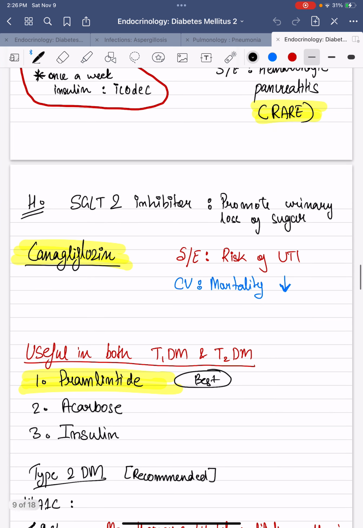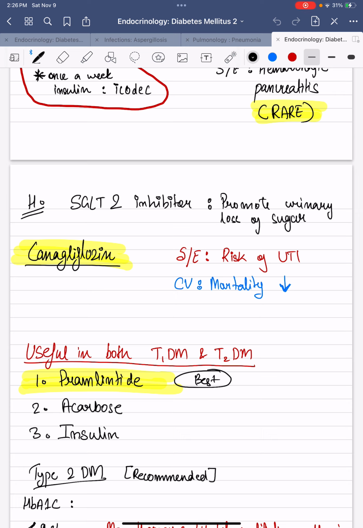But SGLT2 inhibitors are helpful because they decrease cardiovascular mortality. As we learned earlier, there was a drug which increased cardiovascular mortality. It is thiazolidinedione. I'm sorry if I'm pronouncing it wrong, but that was a drug which increased cardiovascular mortality and was contraindicated. But SGLT2 inhibitors decrease cardiovascular mortality, but the risk of UTI increases with these drugs because of the loss of sugar in the urine.